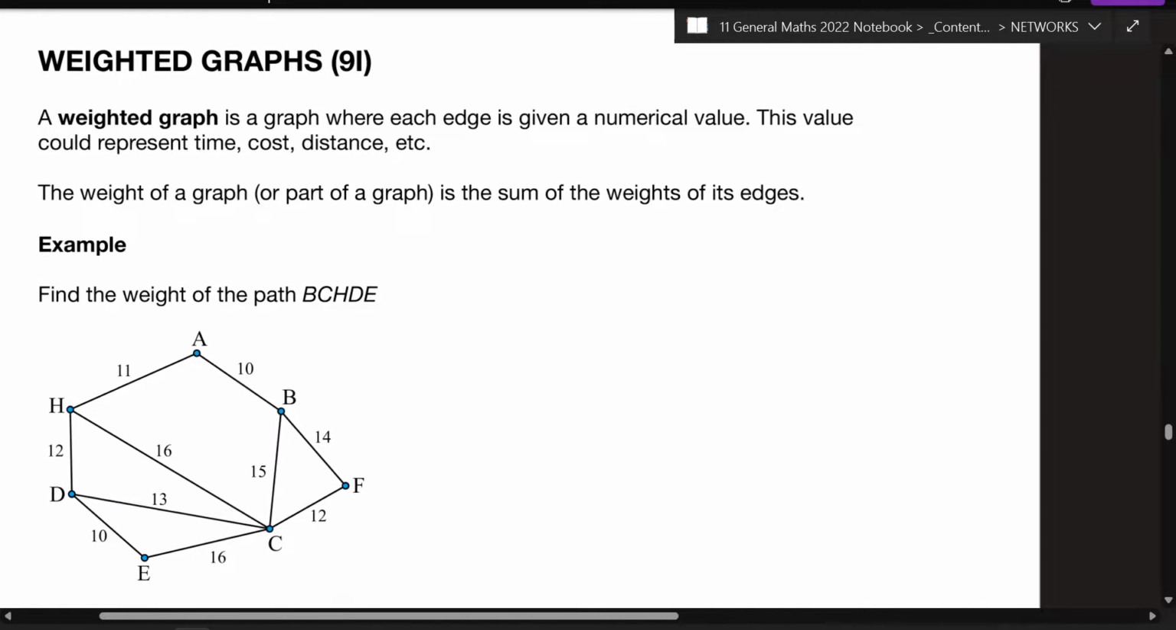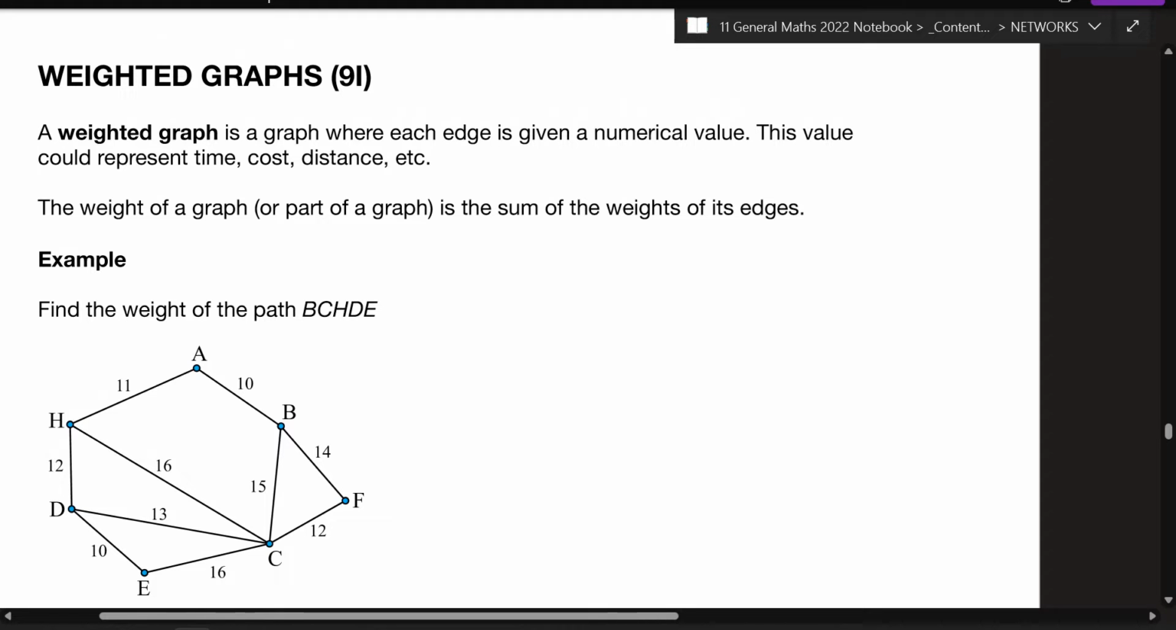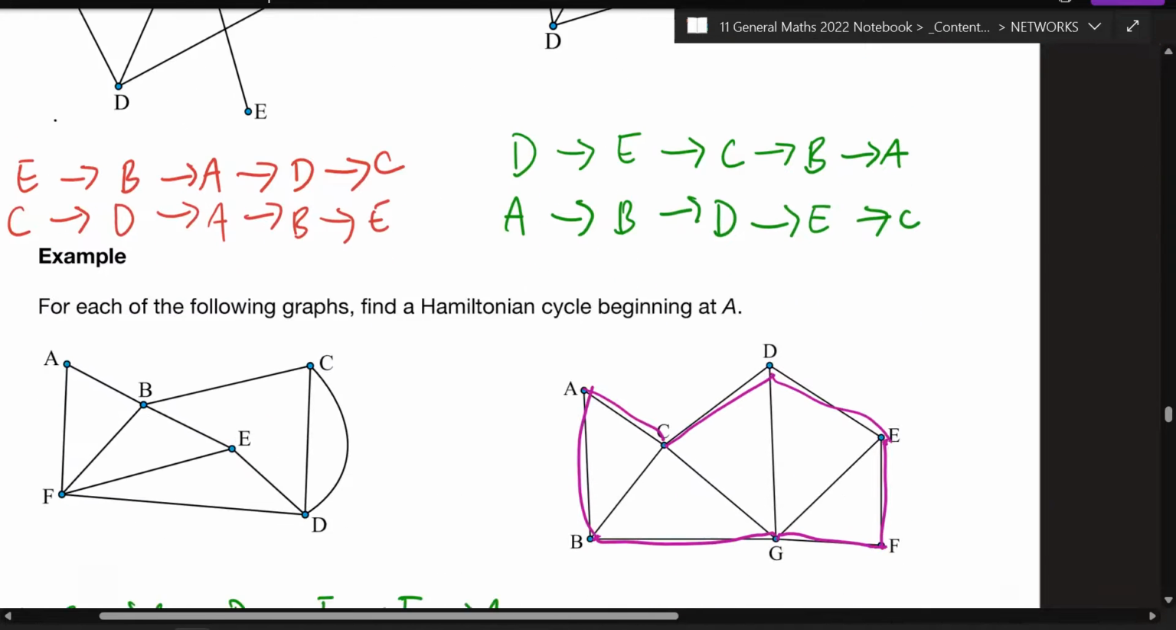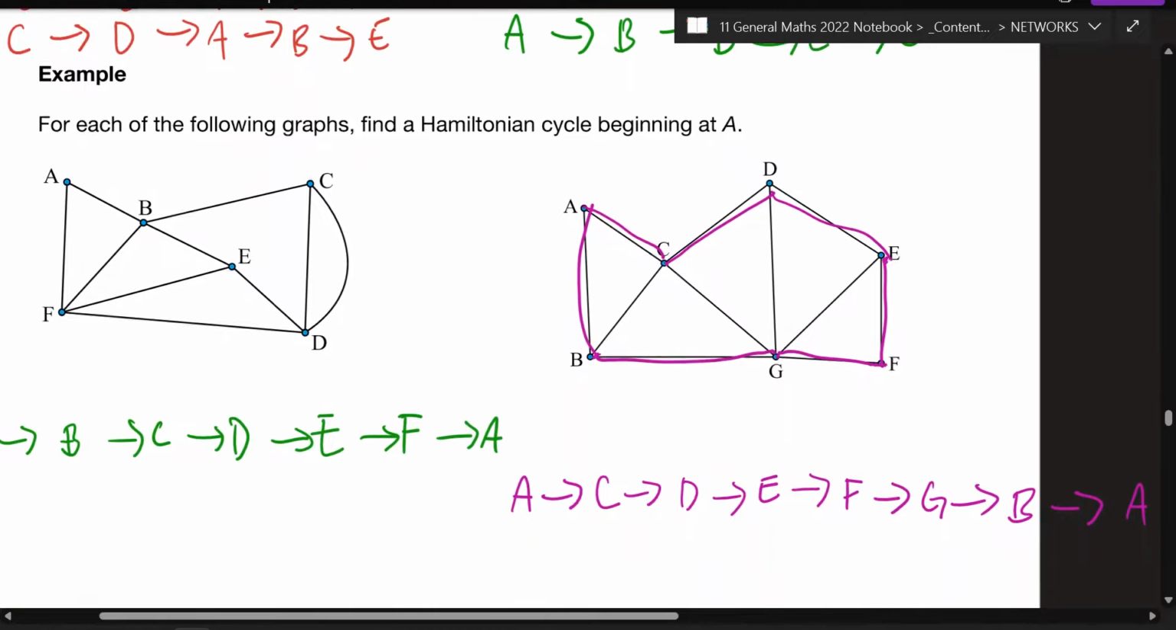All right. So yesterday, what did we learn about? We learned about Hamiltonian cycles and Eulerian trails and that sort of thing.